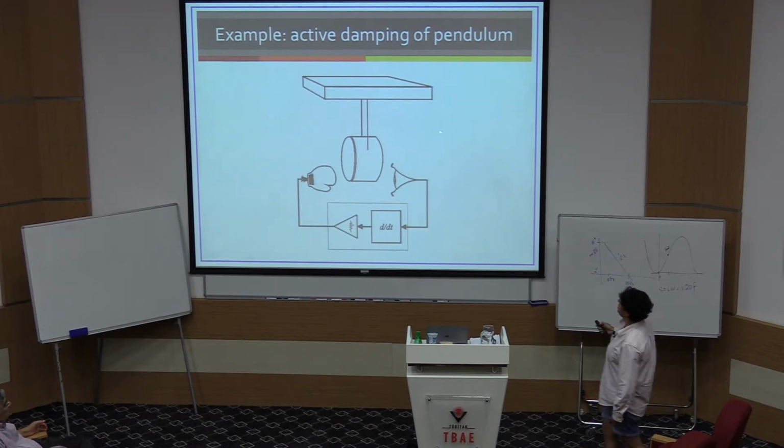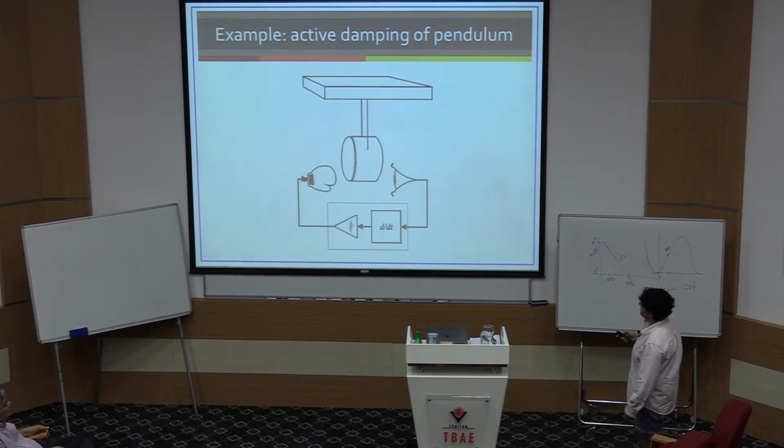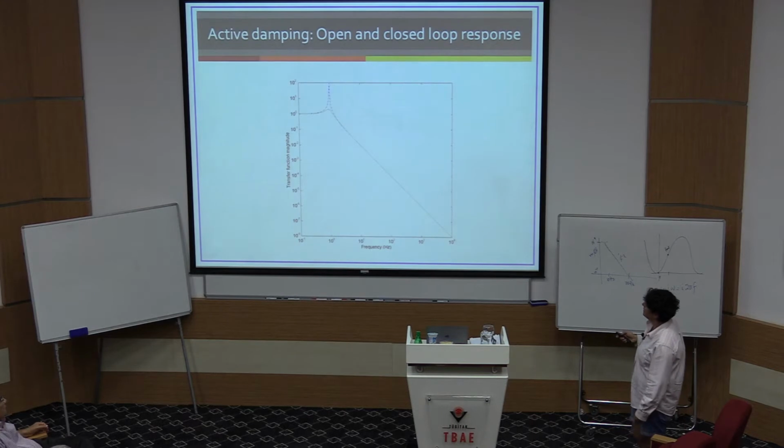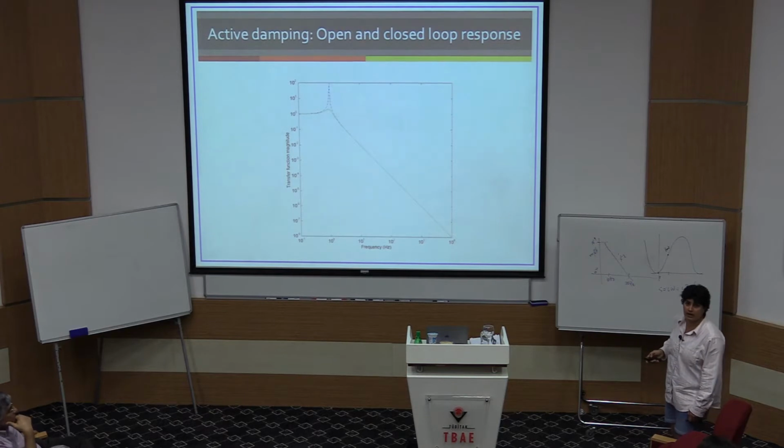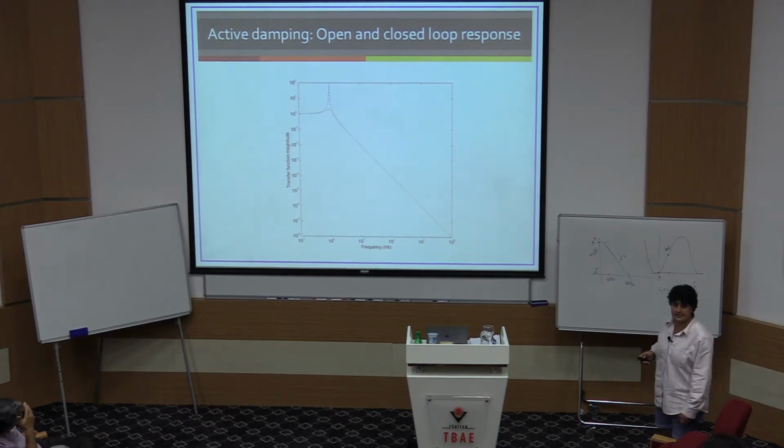This is a cartoon of how it works for, remember those resonances that I showed you that are amplified? The noise is amplified at the resonance. So here is a case where the blue curve is just the pendulum resonance when there's no feedback turned on, and then the orange curve is when you turn the feedback on and you damp out the resonance. So that suppresses the displacement.